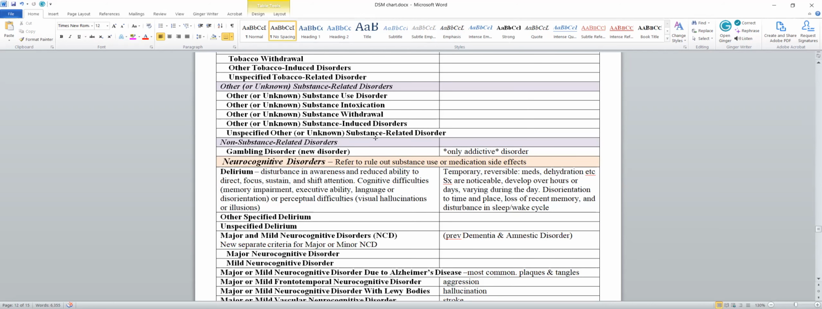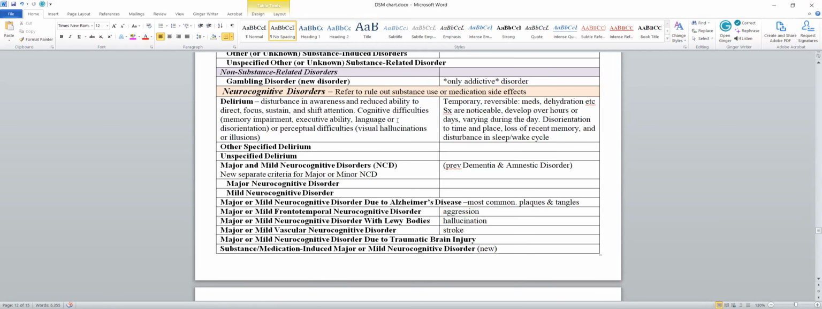Non-substance-related disorders. Gambling disorder is the only addictive disorder. So gambling disorder is a new disorder and it's the only addictive disorder, and it's a non-substance-related disorder. Moving on, the next new main category is neurocognitive disorders.